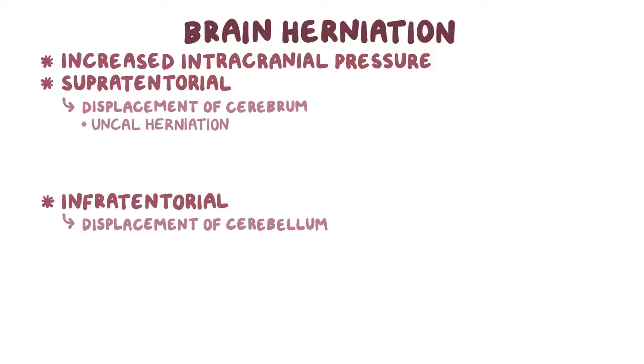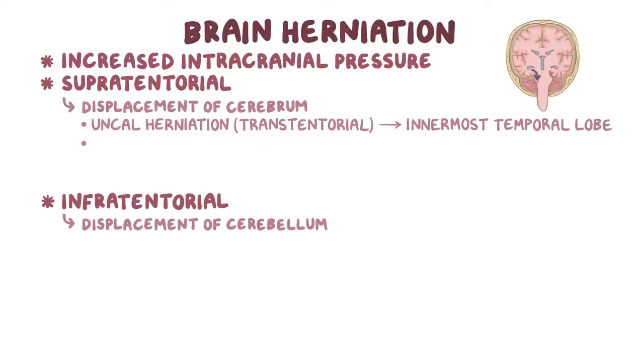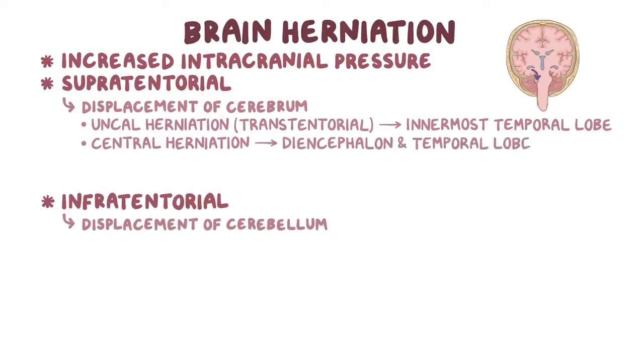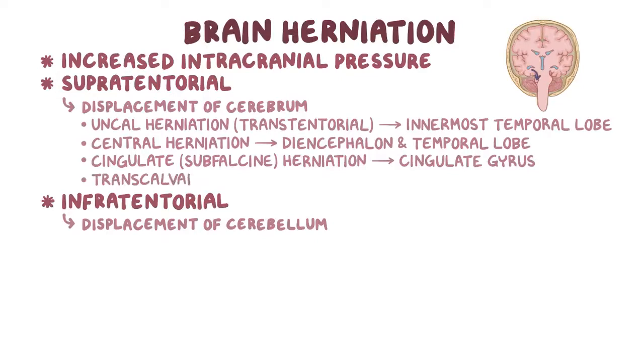Uncal herniation, also referred to as transtentorial herniation, which affects the innermost part of the temporal lobe, the uncus; central herniation, which affects the diencephalon and parts of the temporal lobe; cingulate or subfalcine herniation, which affects the cingulate gyrus; and transcalvarial herniation, which occurs when the brain squeezes out of the skull.